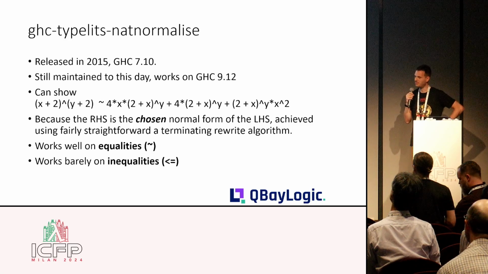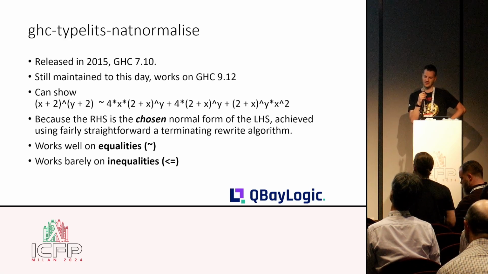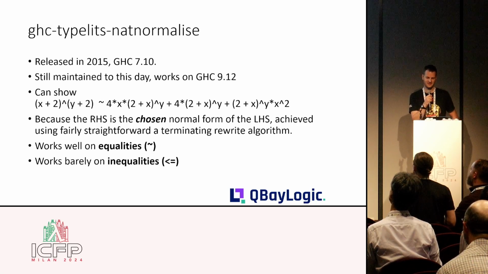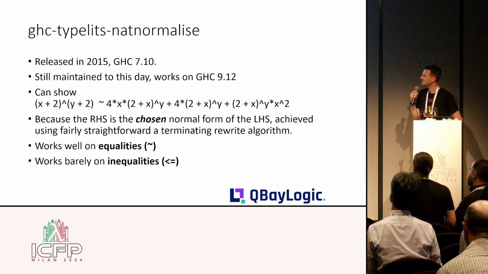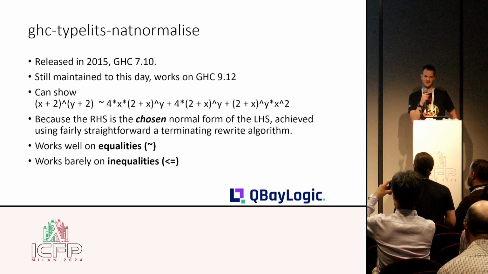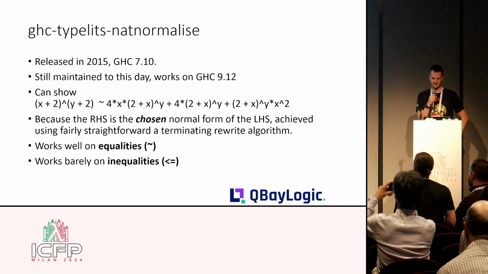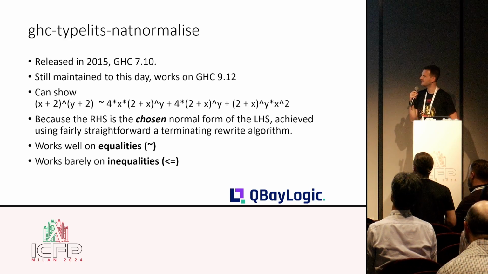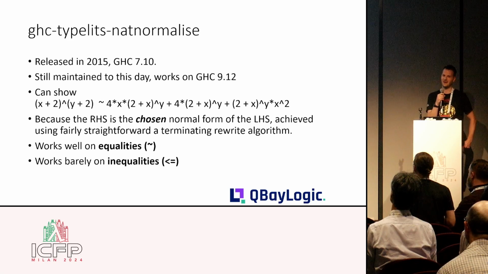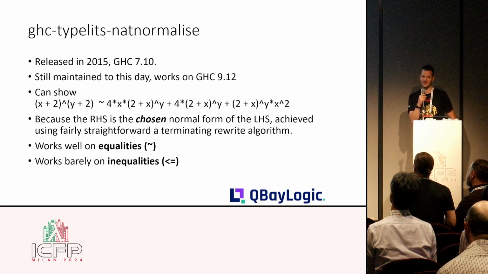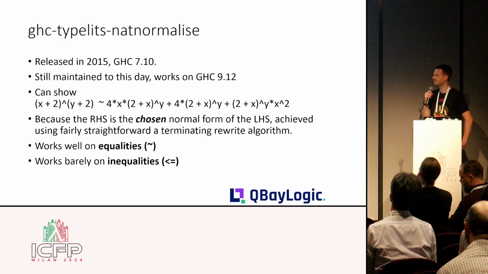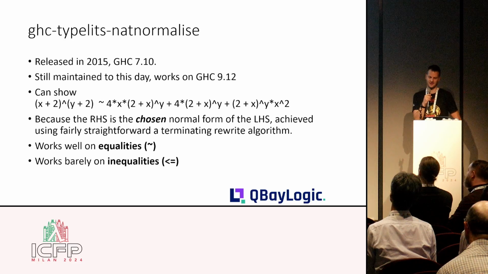So we've had a plugin that does this kind of thing for quite some time, almost 10 years. Still maintained today, works on the to-be-released GHC 9.12. It can show fairly complex equalities involving exponentiation. And the only way this works is because the thing you see on the right is the chosen normal form. There are many normal forms we could have picked when you involve exponentiation, but there was a straightforward algorithm that expands the left-hand side to the right-hand side.